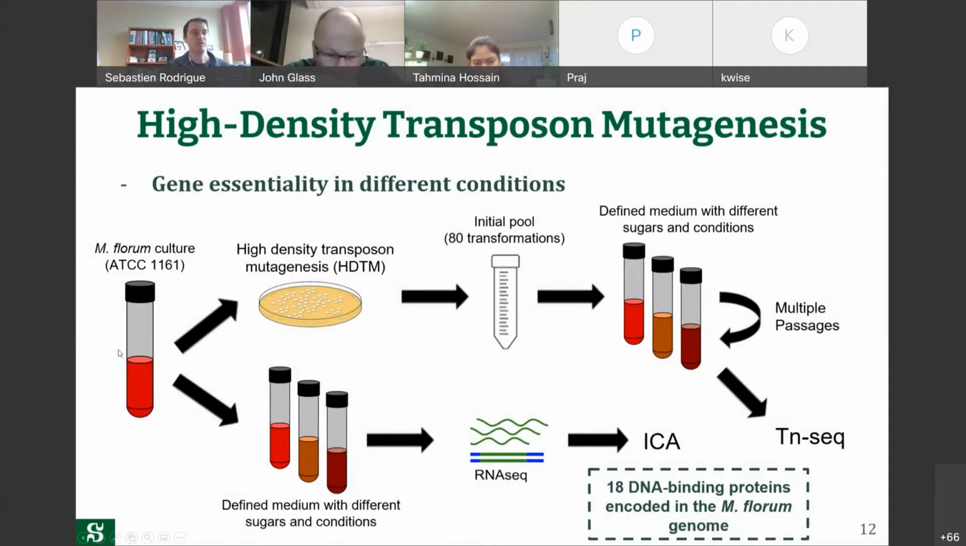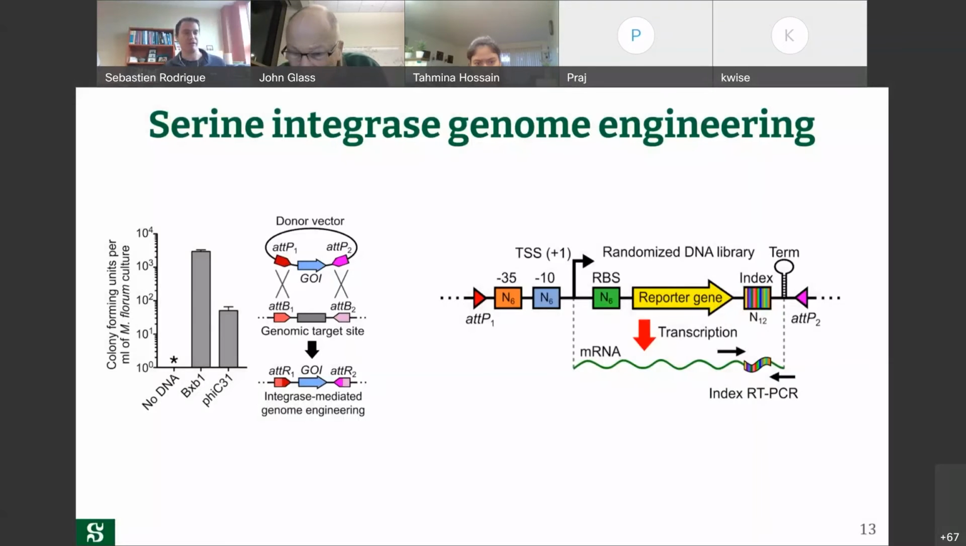At the same time, we're also growing cultures without the transposon inserted into them, and we do RNA-seq. And we hope with this, with the TN-seq and the RNA-seq, to be able to define some groups of genes that are co-regulated and to associate them with a most likely function in the cell. So that's on the part of understanding.